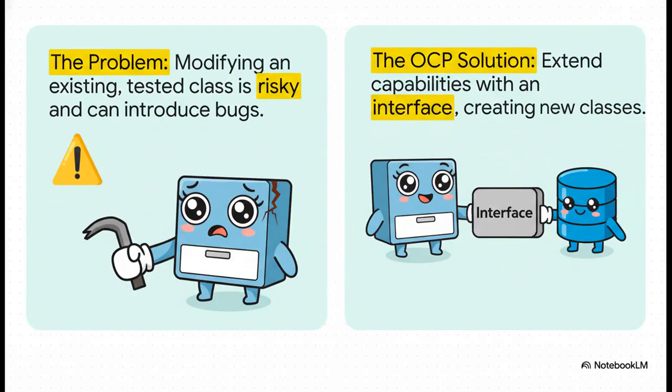Okay, so here's the scenario. You've got a class that saves invoices to a file. It's been working perfectly for months. Now, your boss comes along and says, we also need to save these to a database. The risky, tempting approach is to just crack open that working class and start adding new code. The SOLID approach, though, is to extend its behavior without ever touching it.